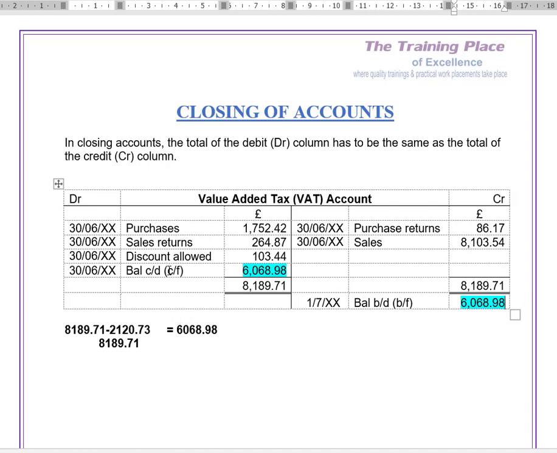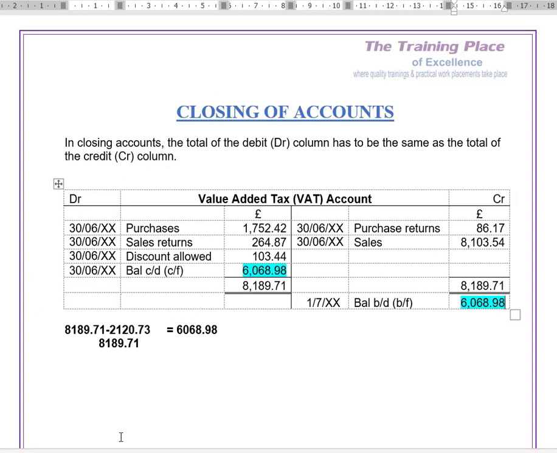Balance carried down, you are taking it to the next accounting period. I'm carrying it down and I'm going downwards anyway. And balance brought down, I'm bringing it from the previous period, which is yesterday. Well, it's the last accounting period.